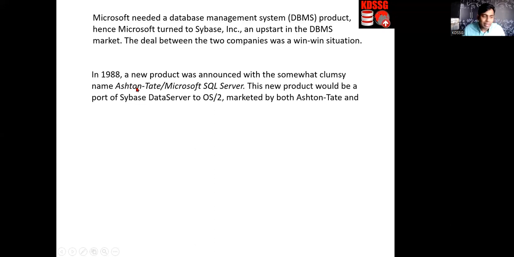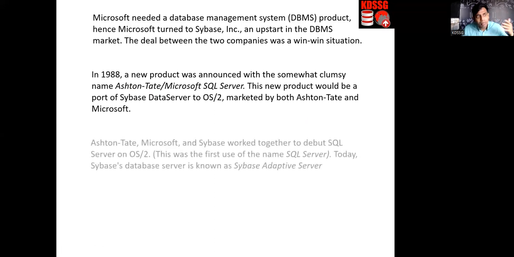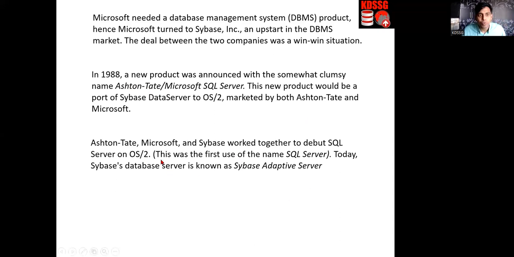But this is not a technical company. They were mainly for marketing, meaning Microsoft and Sybase would make the software and Ashton Tate would market it. Ashton Tate felt there was no big business for them, so they dropped out, and Microsoft and Sybase continued and developed SQL Server. So the database software we are learning now actually comes from the origin of Sybase.